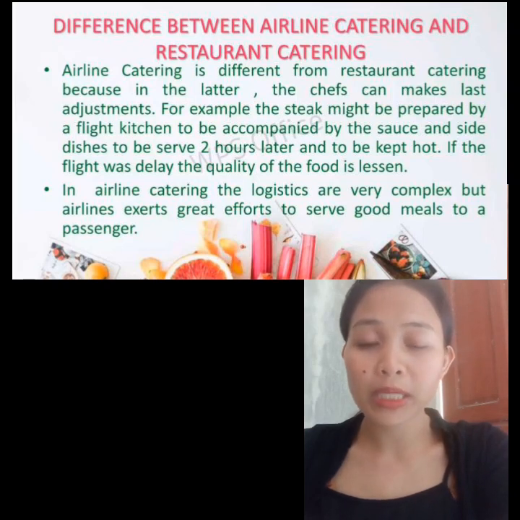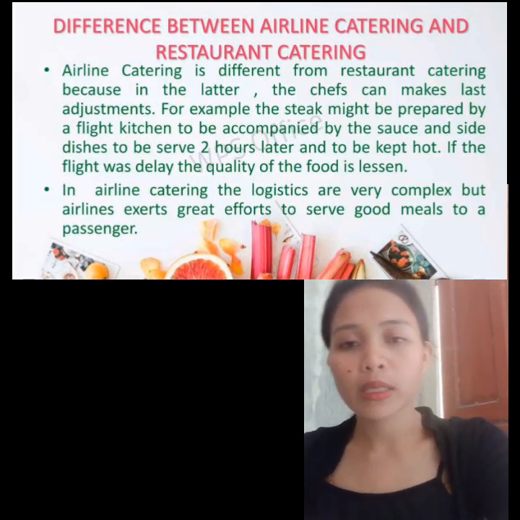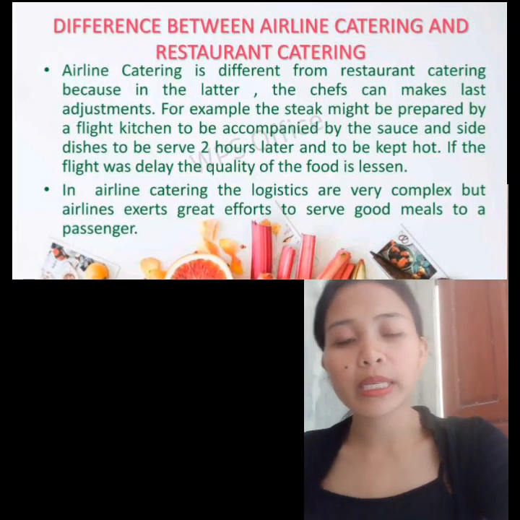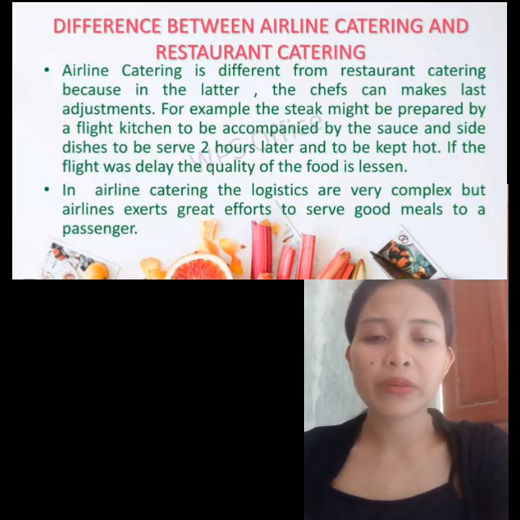For example, if a flight kitchen prepares a steak to be served, 2 hours later the quality of the food may decrease. If the flight is delayed, the steak may become stringy, the sauce may congeal, and the vegetables may become mushy. In a restaurant, cooks can make last-minute adjustments to the meal. If a flight is delayed or there is an interruption to operation, food that has not yet left the kitchen is held in a refrigerated area.